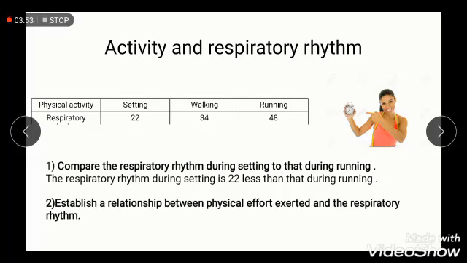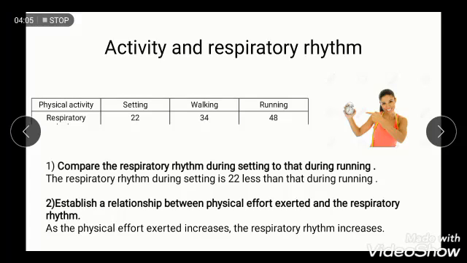Now, what about the respiratory rhythm? 22, 34, 48. So what happens to the respiratory rhythm? The respiratory rhythm increases, so this relationship can be: as the physical effort exerted increases, the respiratory rhythm increases.